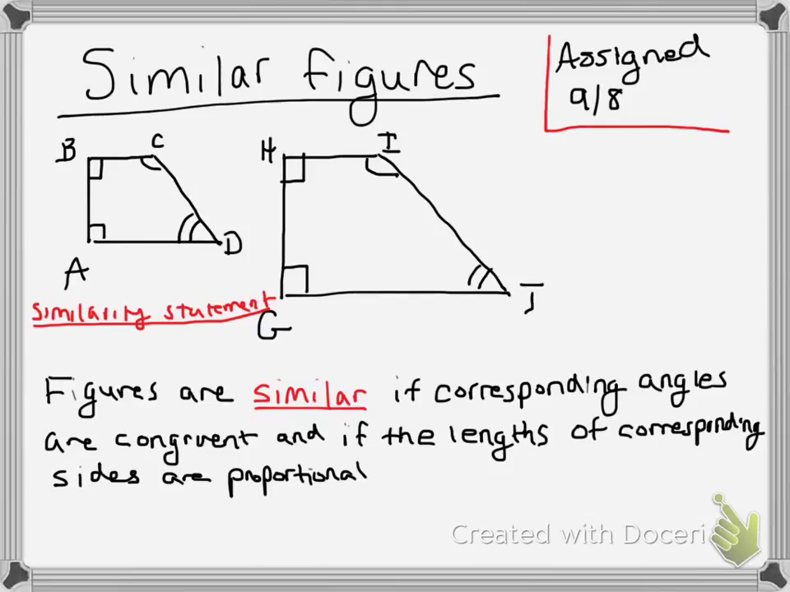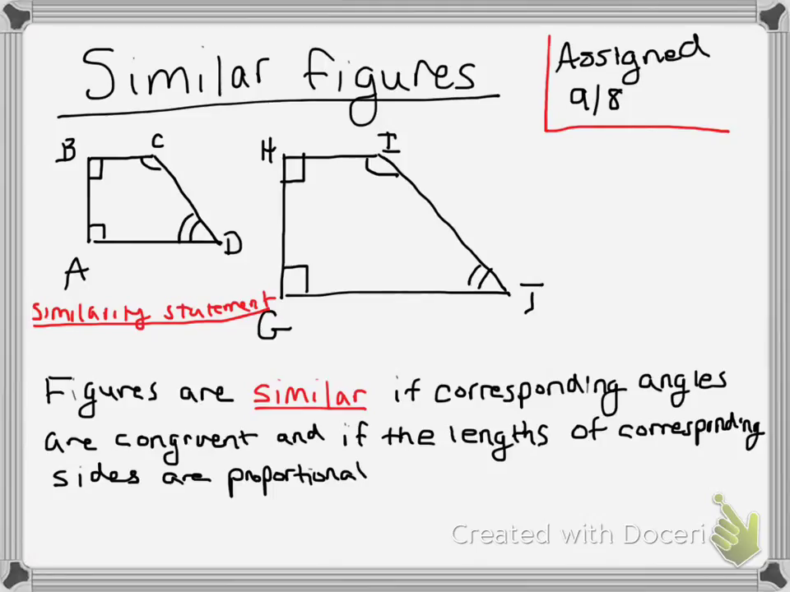So similar figures, in most cases, what you think of when you think of similar figures is that they are the same shape but different size. And that is the basic definition of two figures being similar. All right, so we need to talk about the exact definition of similar. How do we know that two figures are similar? At the bottom, you can see that figures are similar if corresponding angles are congruent and if the lengths of corresponding sides are proportional.